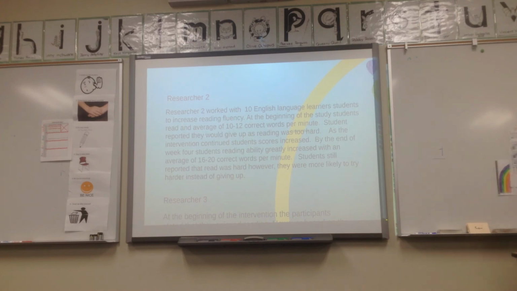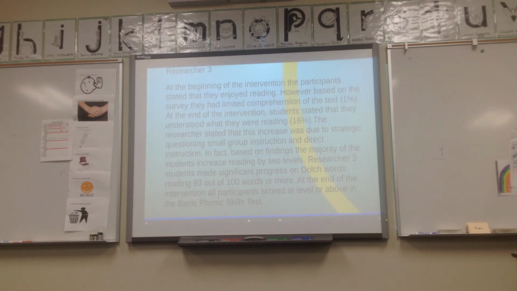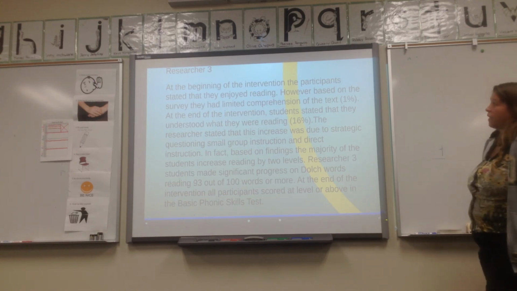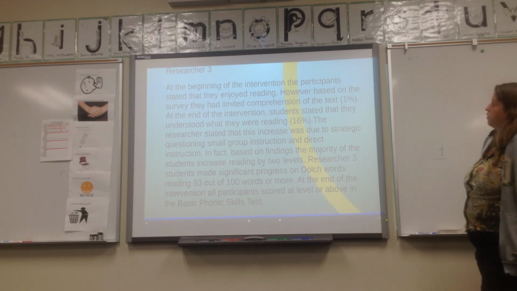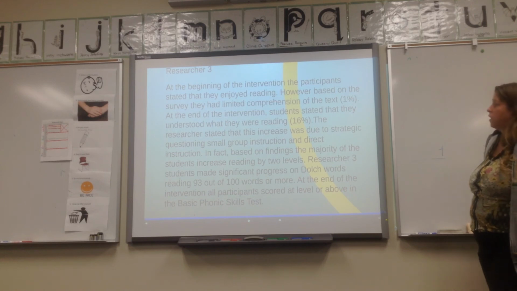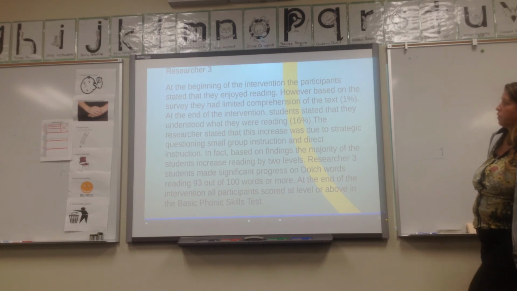So researcher 3 worked with the comprehension part of it, with the disadvantaged students, the homeless kids. At the beginning, they said that they enjoyed reading, but they didn't understand what they were reading. So the intervention ended, and they did increase their comprehension by 16% based on the students' responses. The researcher stated that this increase was due to the strategic questioning, small group instruction, and direct instruction.